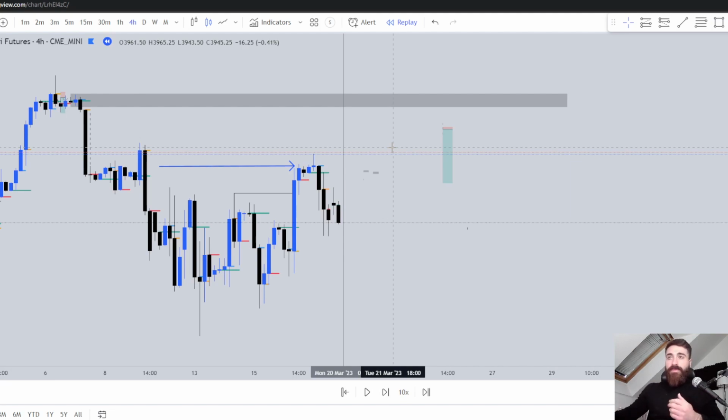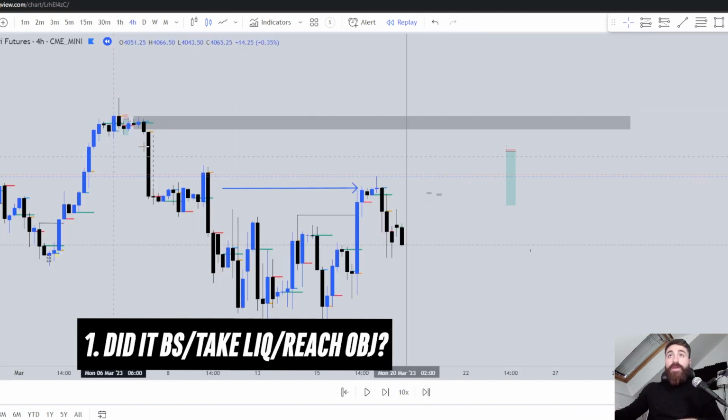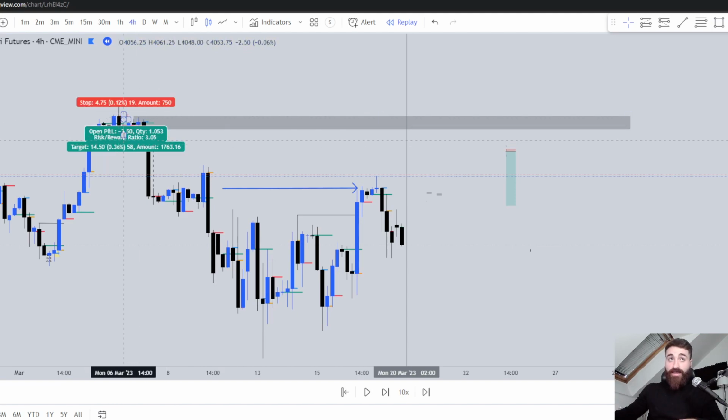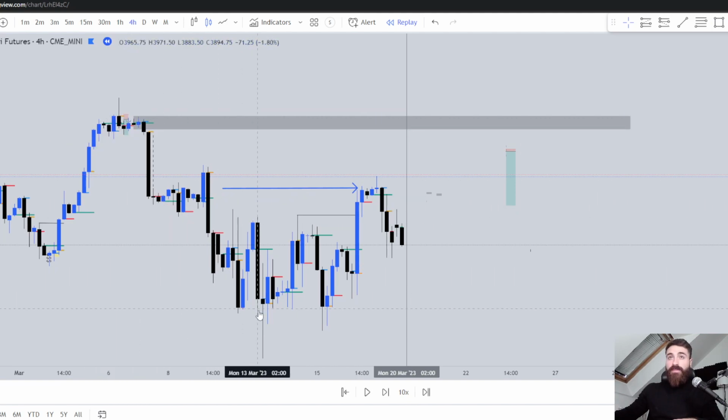So for example, rule number 1: did it break something? Did it reach an objective? Did it change something in the market? As we can see, this area did an impulsive move that broke this structure. This area did an impulsive move that broke this structure. So this is rule number 1. Did it make an impact? Did it break something?